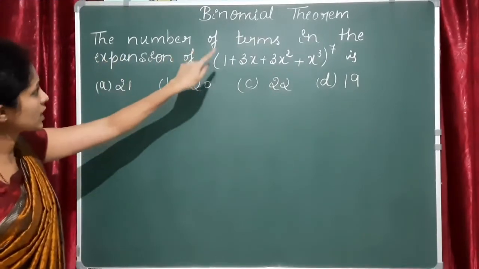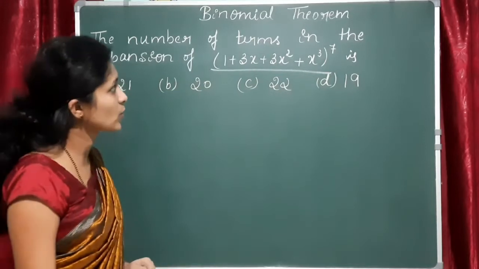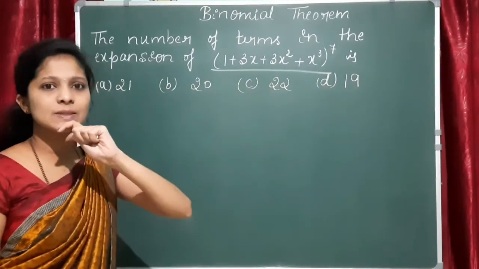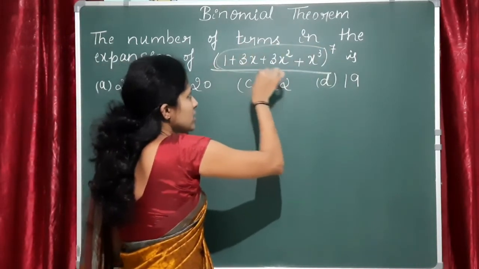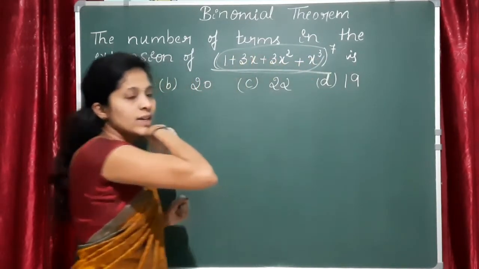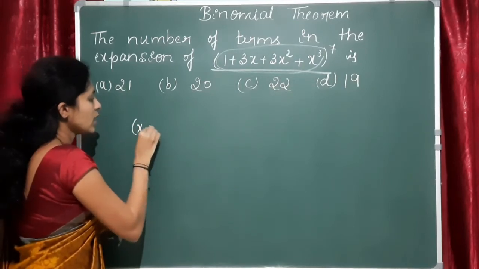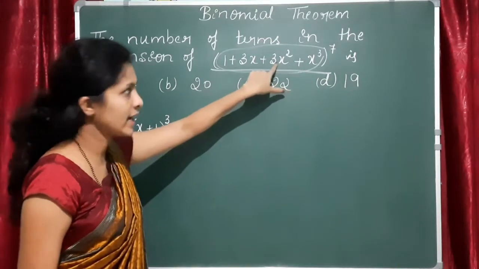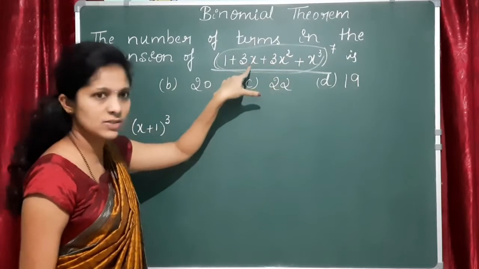The number of terms in the expansion of (1 + 3x + 3x² + x³) whole to the power 7 is... So, the number of terms in this expansion. Can you tell me what this is? This is a known expansion: x³ + 3x² + 3x + 1. Can I write that as (x + 1) whole cube? Is it equal to this? Obviously, (x + 1) whole cube will be x³ + 3x² + 3x + 1.